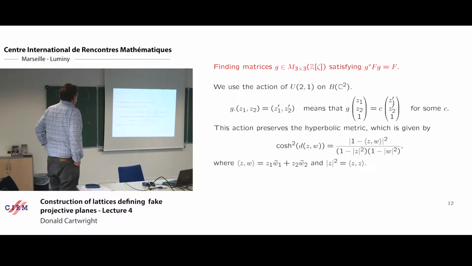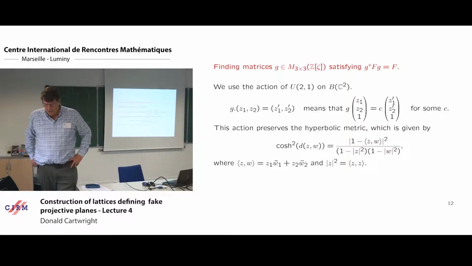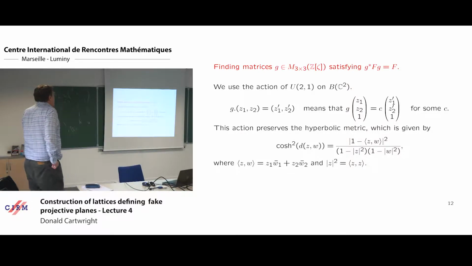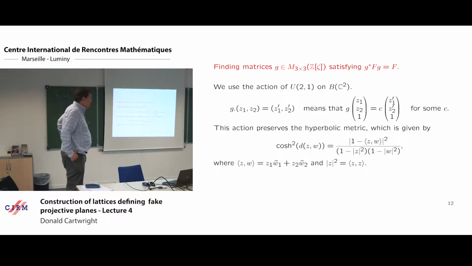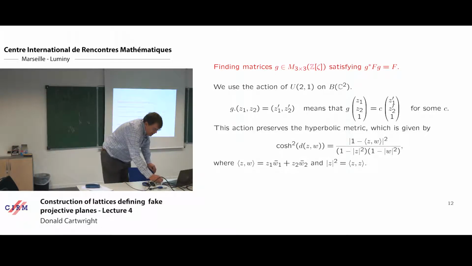So as Tim mentioned, we haven't actually been finding any elements of these groups concretely, so here's where we start doing that. So I need to look at the geometry just a little bit. We're going to use the action of U21 on the ball, which is well known to you, I'm sure. This preserves the hyperbolic metric, which satisfies this. I'm sure these things are very familiar to you.